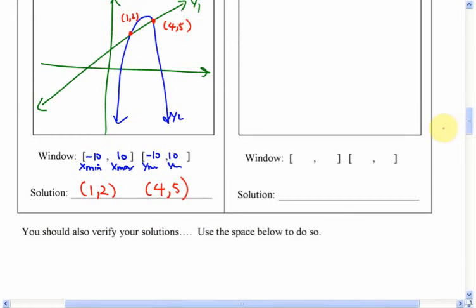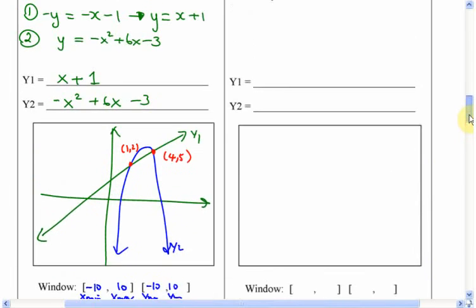Now, don't forget, you should also verify your solution. And verify means, well, you plug it back into the original equation to see if it makes sense. So we'll do that really quickly right now. Let's verify 1, 2. So what's our equations?